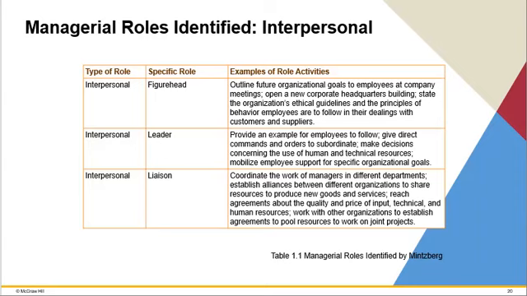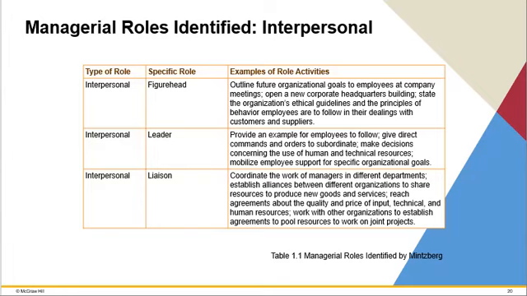Okay, so untuk figurehead, for example, they need to outline future organizational goals to employee at company meeting, open the new corporate headquarters building, state of the organization ethical guidelines and principle behavior employee are to follow in dealing with their customer and supplier. Itu figurehead lah, dia jadi ketua gitu.